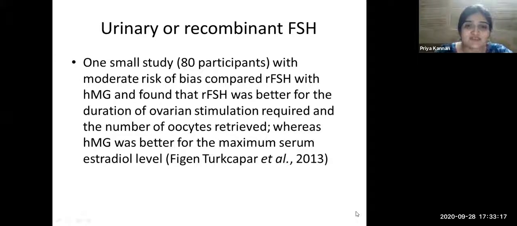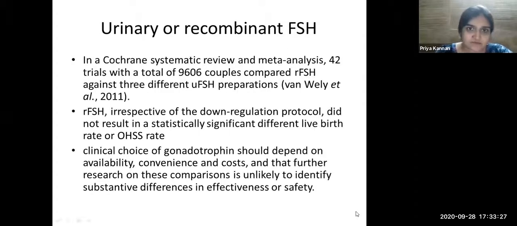The number of oocytes retrieved was more, but HMG was better for the maximum serum estradiol levels. That means they had lower estradiol levels, and hence the OHSS was slightly less. What did the Cochrane say about this? The Cochrane looked into about 42 trials with a total of over 9,600 couples, which compared rec FSH against the urinary preparations. Rec FSH, irrespective of the downregulation protocol, did not result in a statistically significant difference in live birth rate or the OHSS rate.